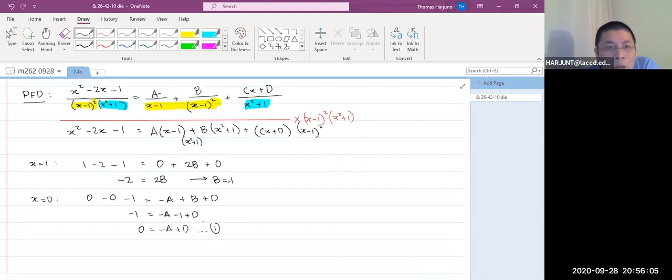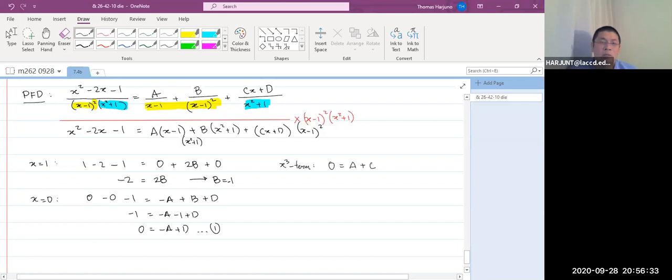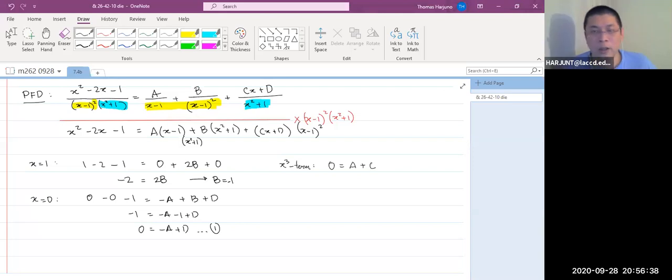By the way, should we look at the x cubed? I wonder if it helps. So the x cubed term: the left hand side is 0, right? The coefficient of x cubed is 0. On the right hand side, I get a plus c. Still doesn't help. If I can get something with b, that would be nice. Is there anything else that we can do?